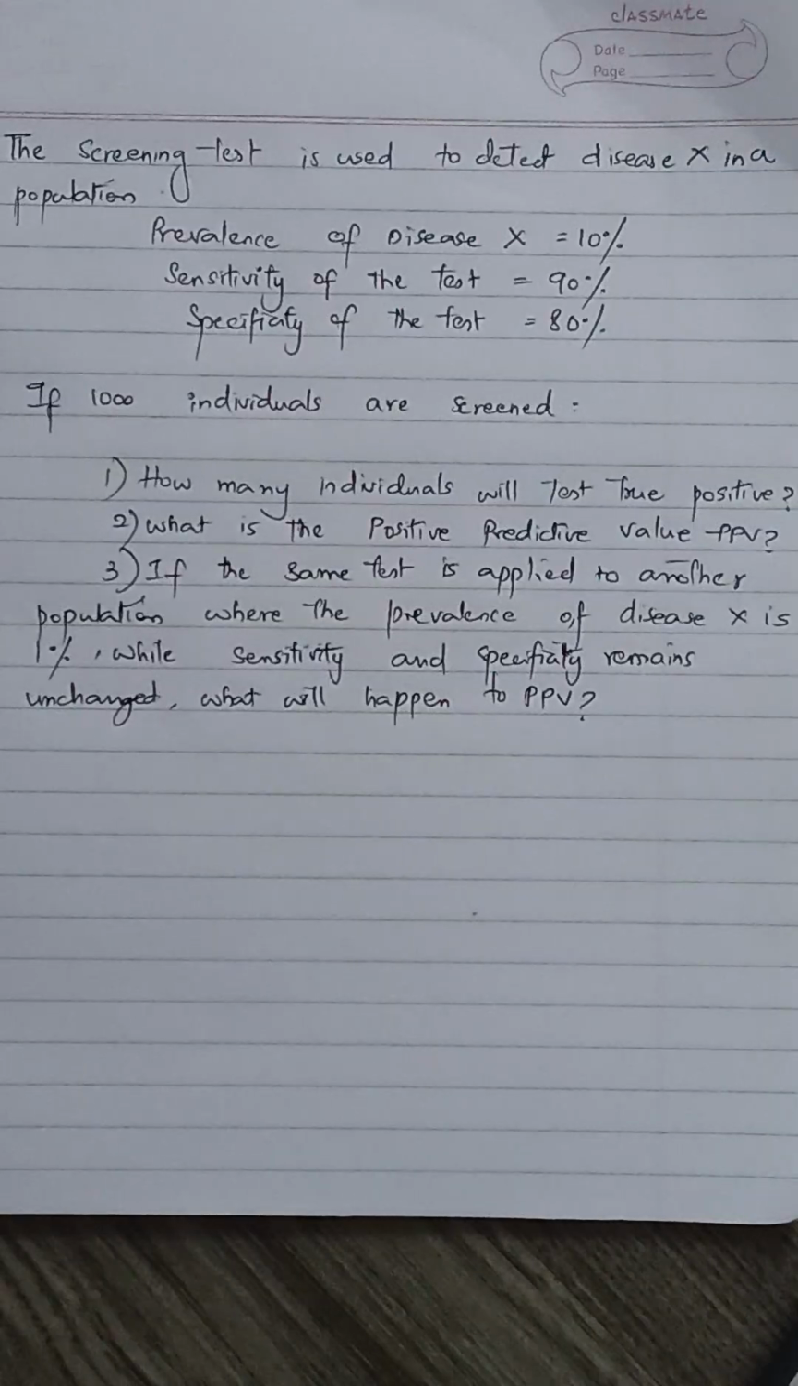So let's get started with this question. The screening test is used to detect disease X in a population where the prevalence of the disease is 10%, sensitivity of the test is 90%, specificity of the test is 80%. If 1,000 individuals are screened, how many individuals will test true positive? What is the positive predictive value? And if the same test is applied to another population where the prevalence is 1%, while sensitivity and specificity remain unchanged, what will happen to PPV?